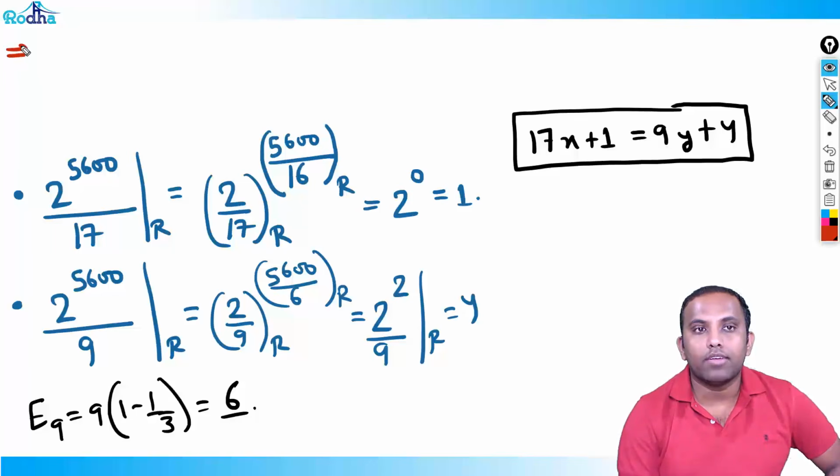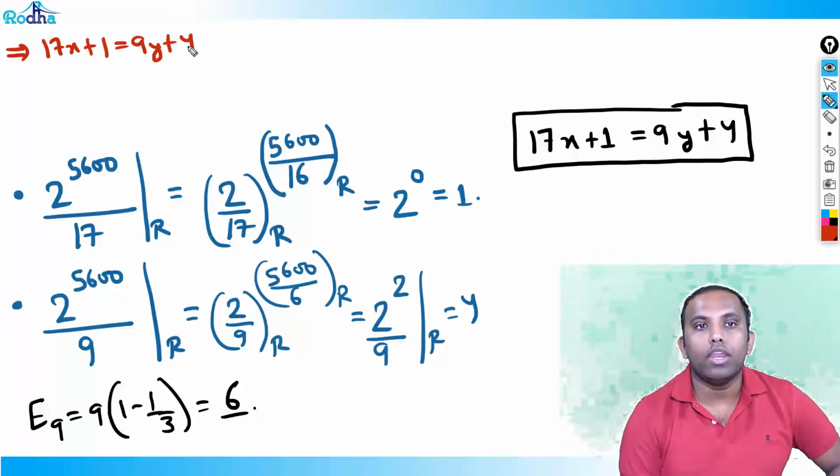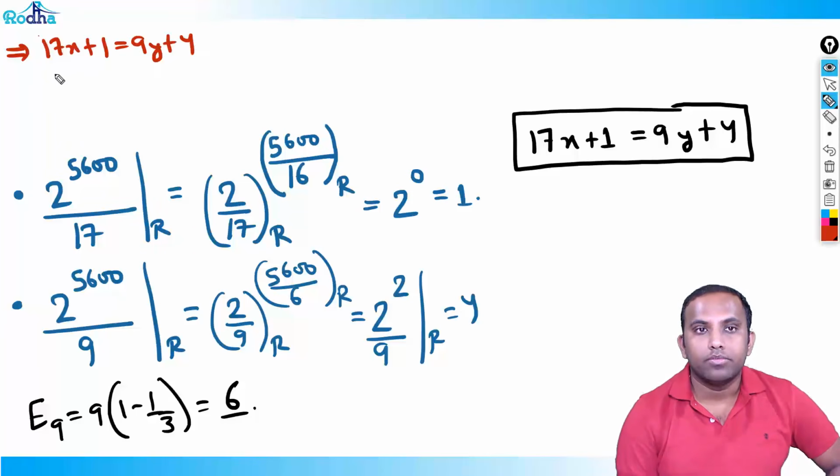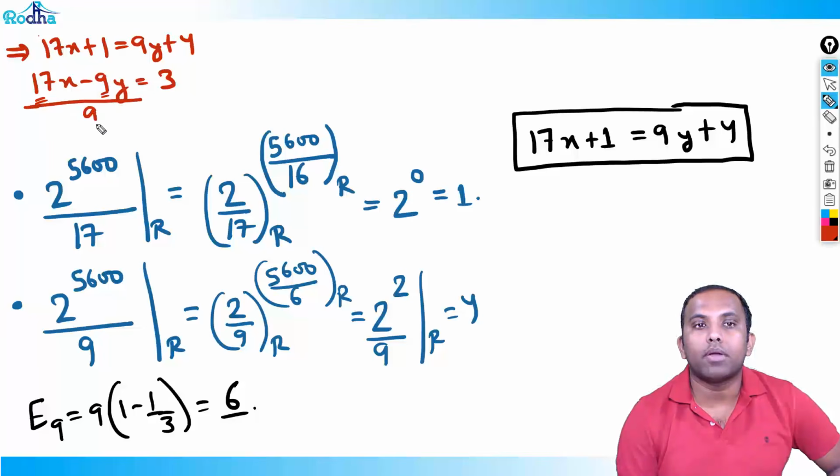So it is given that 17x plus 1 is equal to 9y plus 4. This is the main expression. Very quickly, take both the variables to the left hand side: 17x minus 9y is equal to 3. I've told you the method: eliminate the lower divisor, that is 9. Among 9 and 17, 9 is the lower divisor. How do you eliminate it? Divide both sides by 9 and take the remainder.